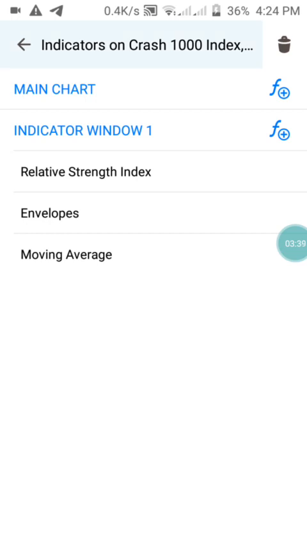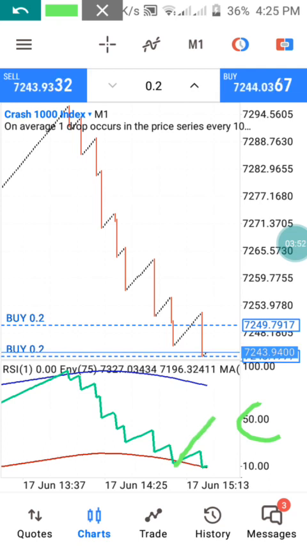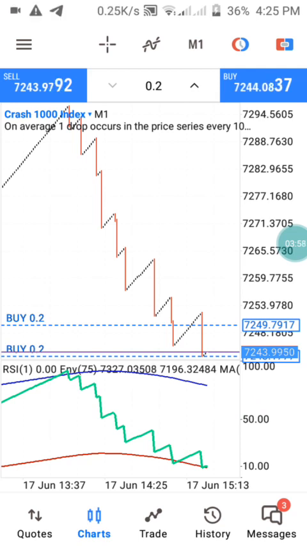You see, let me show you what I just did. This is my 50 level that I just added. So sometimes when your trade gets to this particular level, you know that it's better for you to take it at this level instead of risking more in trading boom and crash.